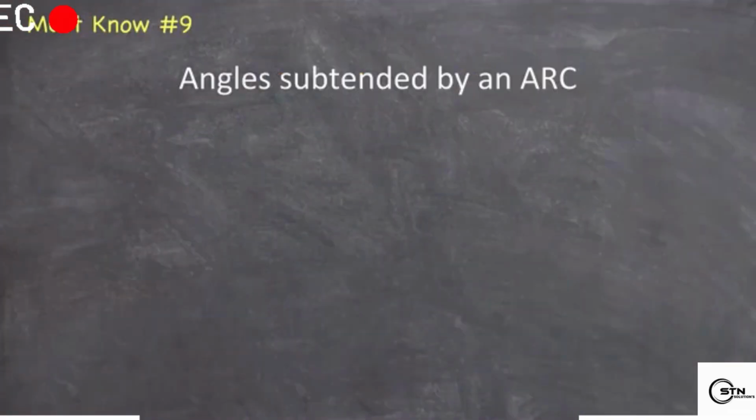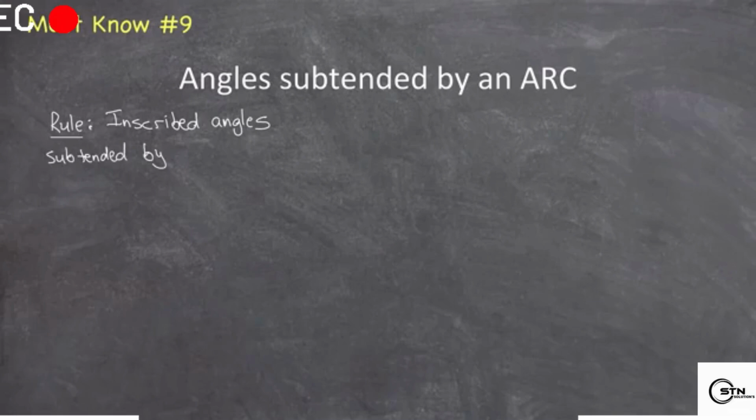Must know number 9. Angles subtended by an arc. This is our first circle theorem. The rule states that inscribed angles subtended by the same arc are equal. So let me show you what that means.